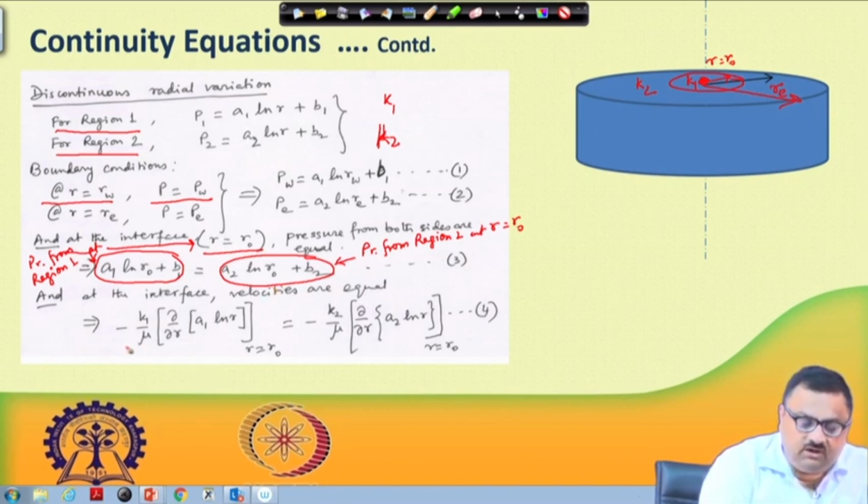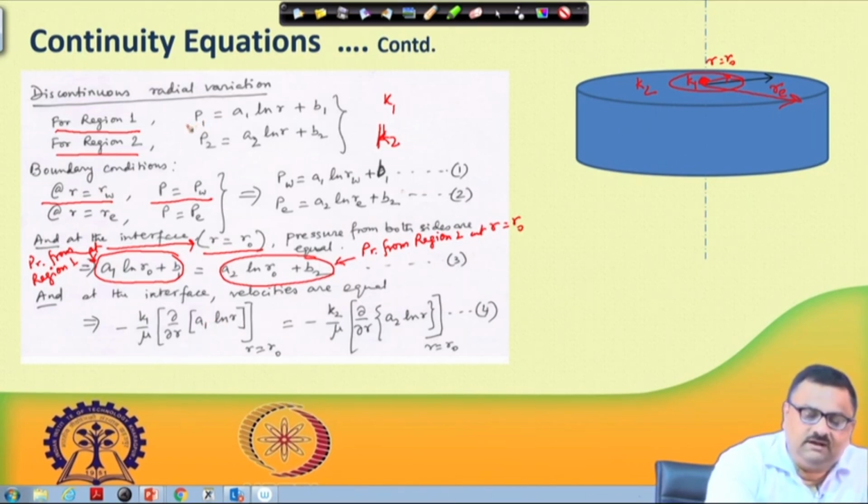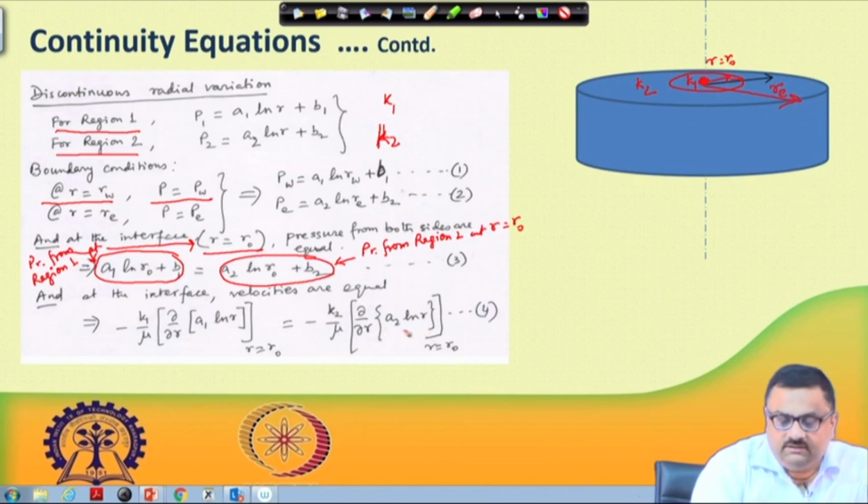So, what would be the velocity? It is minus k1 by mu times this quantity. Now, when I take the derivative del p1 del r, obviously B1 is constant, so this is only a function of r. So that is what is written: minus k1 by mu del r of A1 ln r at r equal to r0, and from this side the velocity would be minus k2 by mu, the same thing. This time it is del r of A2 ln r.